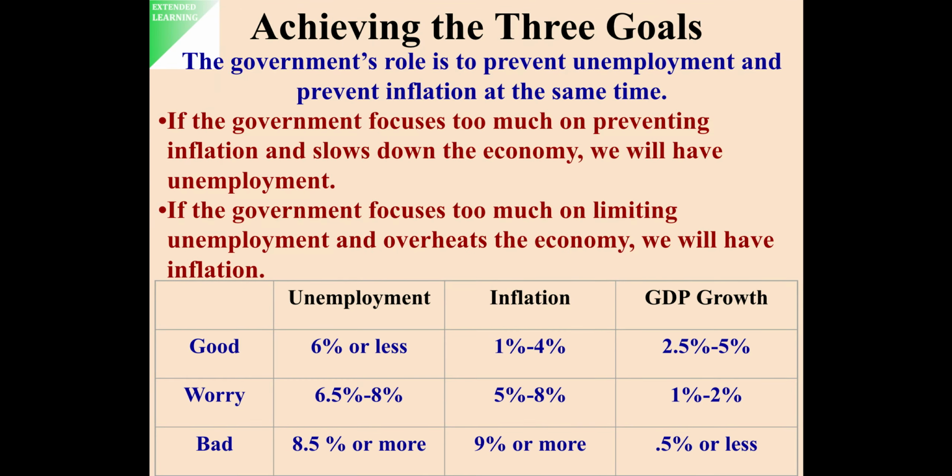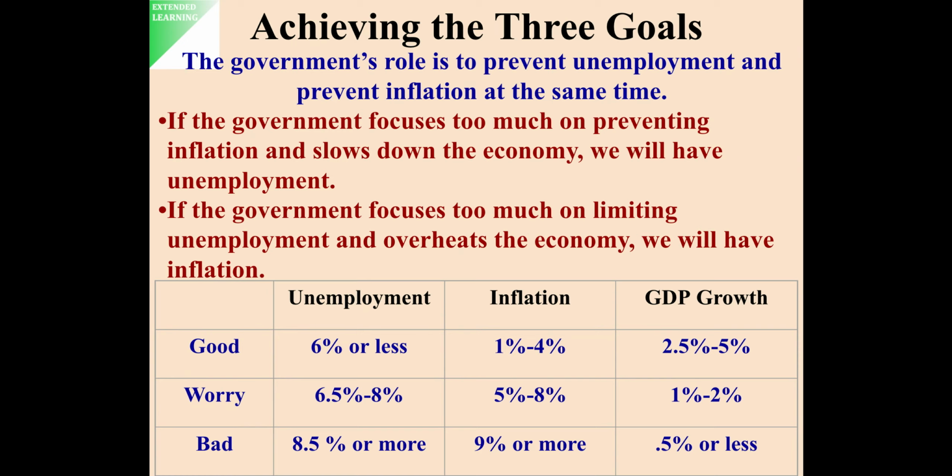So, in order to achieve the three goals of unemployment, inflation, and GDP growth, the government participates by attempting to prevent unemployment and prevent inflation at the same time. If the government focuses too much on preventing inflation and slows the economy down, we're going to have high unemployment. But if the government focuses too much on limiting unemployment and overheating the economy, we're going to have inflation. In general, you want unemployment to be 6% or less. Remember, we said 4 to 6%. You also want inflation to be between 1 and 4%. Generally, it sits around 2%. And for GDP growth, you want to have from 2.5% to 5%.